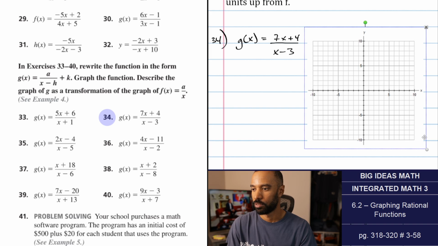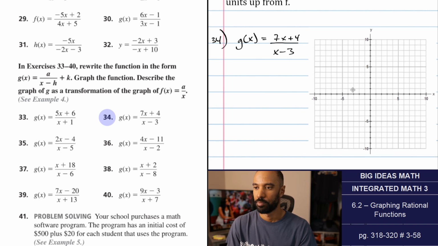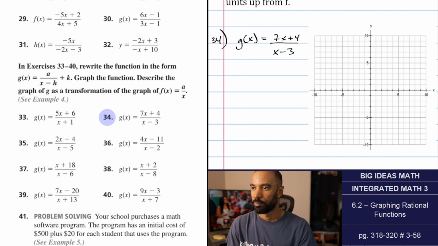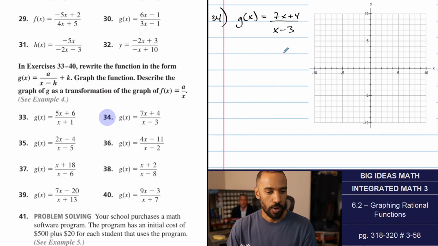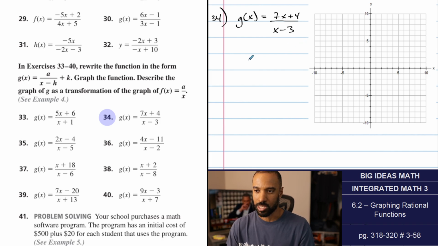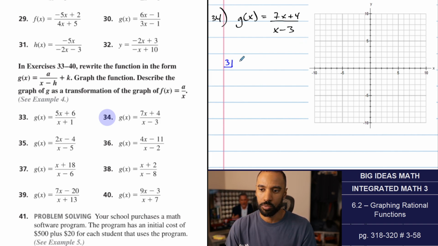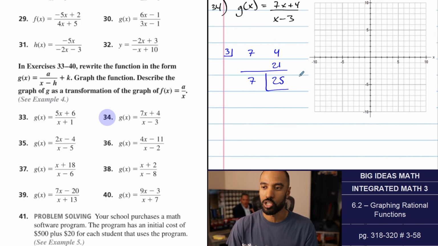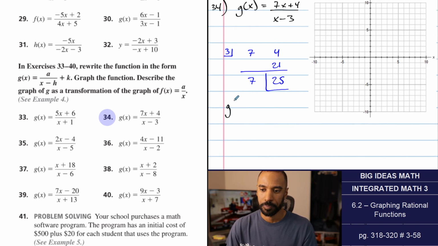Prepare the graph. Okay, yeah, I don't mind using synthetic division for any of these. 3 is your root. You have coefficients 7 and 4 for which we divide. Add 7, multiply by 3. Ooh. Add 21, you get 25. That's your remainder. So your equation is g of x equals 25 over x minus 3 plus 7. 7's the quotient, 25 being the remainder.